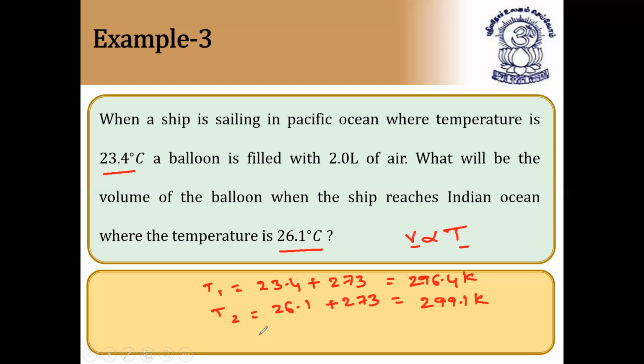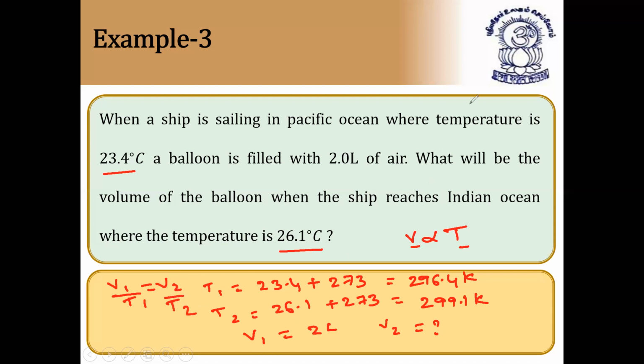So the temperature is raised. So V1 becomes how much? V1 is 2 liters, and V2 we have to find. V2 is equal to how much? So simply by applying Charles' law, we can find out the formula. V1 by T1 is equal to V2 by T2. So apply this formula, definitely you'll get the answer.